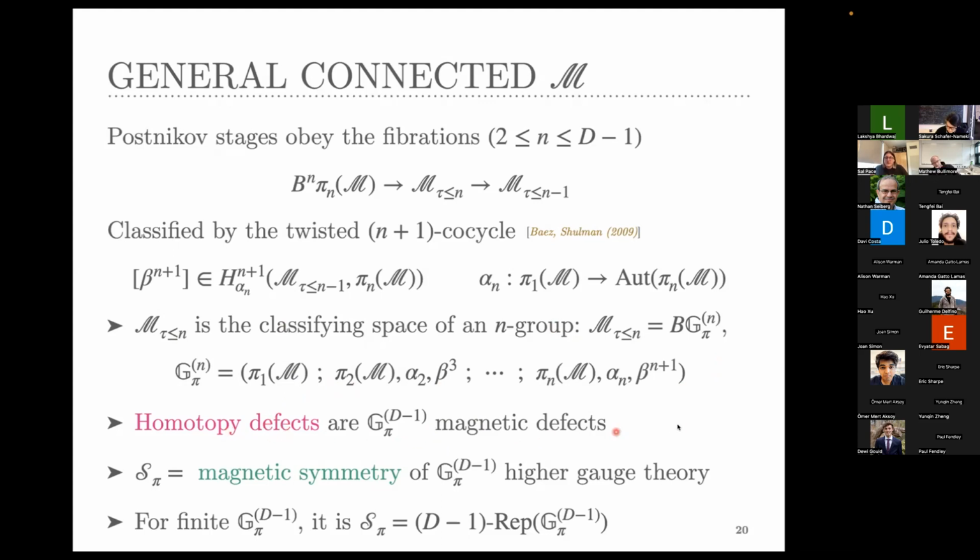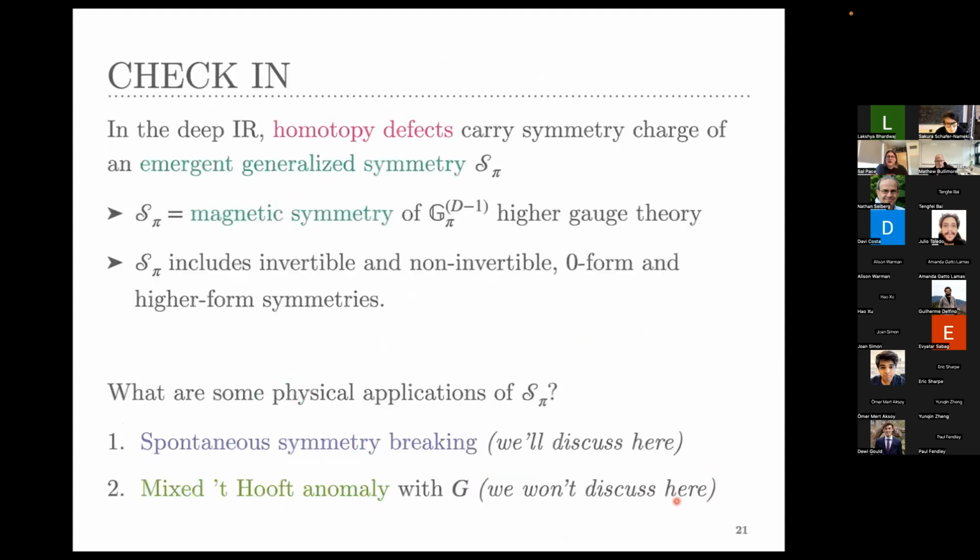And because the homotopy defects are the magnetic defects, and because the symmetry defects' role in life is to detect the magnetic defects, or the homotopy defects, well, the symmetry will be the magnetic symmetry of this d minus 1 higher gauge theory. Okay, and this is an absolute beast. I don't have any physical understanding for the super general case, but there's a nice symbol you can put for finite d minus 1 groups. It'll just be described by the d minus 1 representations of the d minus 1 group. Okay, good. So this is the general mathematical description for it.